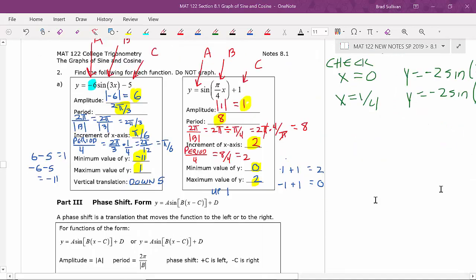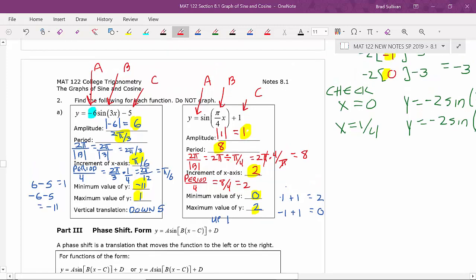Okay, so let's see how we did. Figuring out the minimum and maximum of y may have been a little confusing for you, so I'll show you how you do that. But on the first one, the amplitude is the absolute value of -6, so that's 6. That's the easiest part. The period is 2 pi over b. b is 3, so 2 pi over 3 would be the period. The increment, you take the period divided by 4. So 2 pi over 3 divided by 4 is really 2 pi over 3 times 1/4. That's 2 pi over 12. That fraction reduces to pi over 6. Okay? So that's what you should get on that.